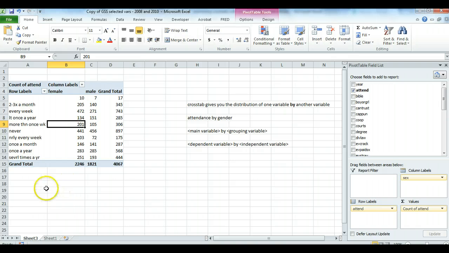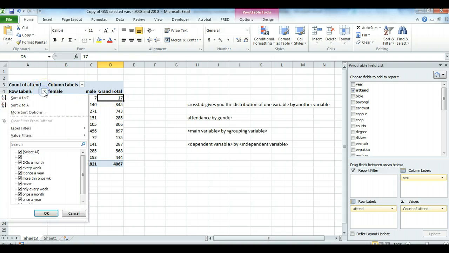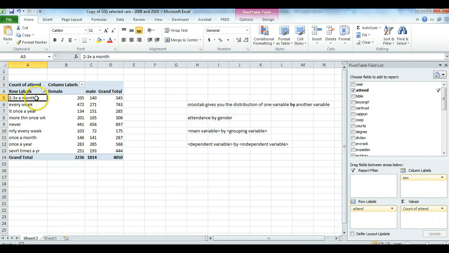Before changing this around, I want to first change the sort order here to make it logical. And before doing that, I note that there's some people who didn't answer the question, 10 women and 7 men, for a total of 17 people. We're going to get rid of those by going to the drop-down menu and unselecting that first blank spot. You should always do this. Get rid of anybody who didn't answer the question, or people for whom the question did not apply.